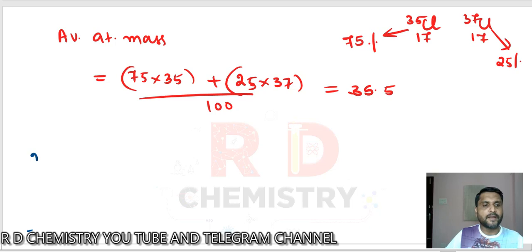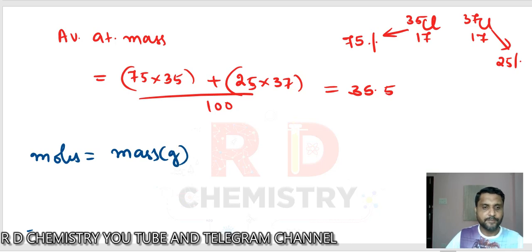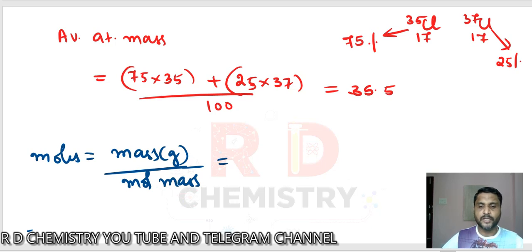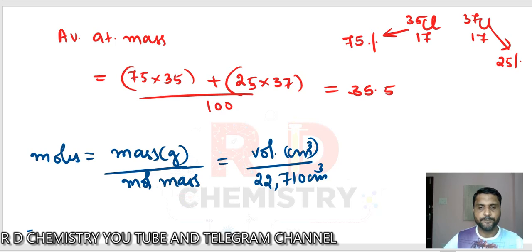You know how to calculate number of moles. Number of moles is equal to given mass in terms of grams divided by molar mass, molecular mass, or atomic mass in terms of gram per mole, correct? Now it is also equal to, if they give volume, given volume in terms of cm cube divided by 22,710 cm cube at STP, correct?